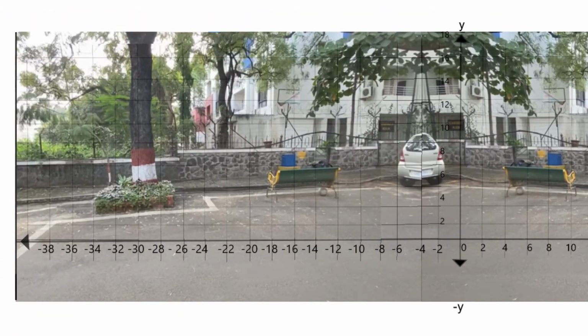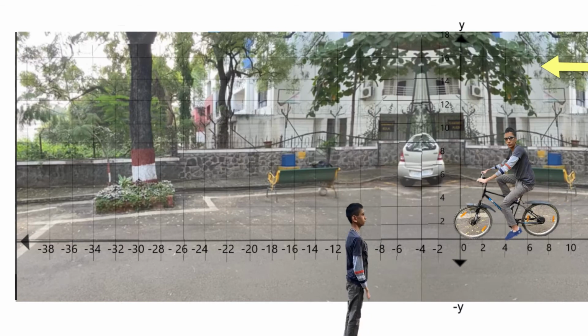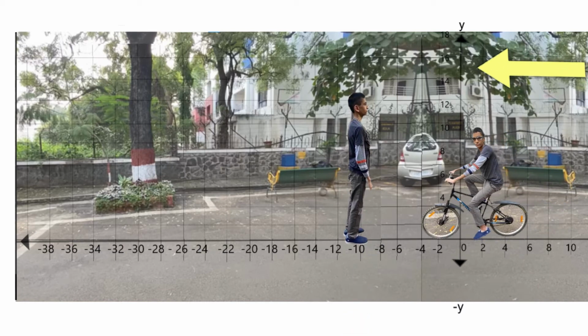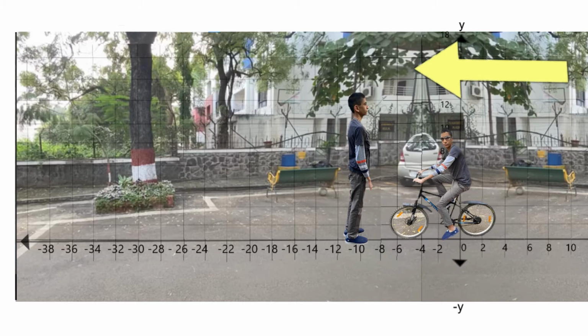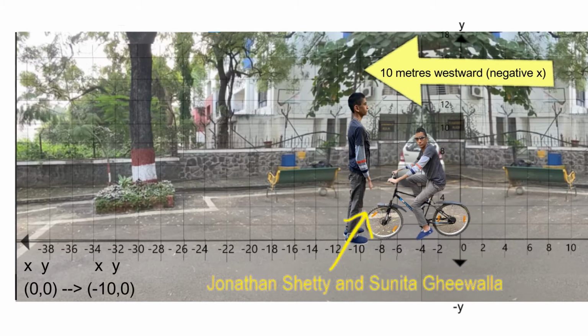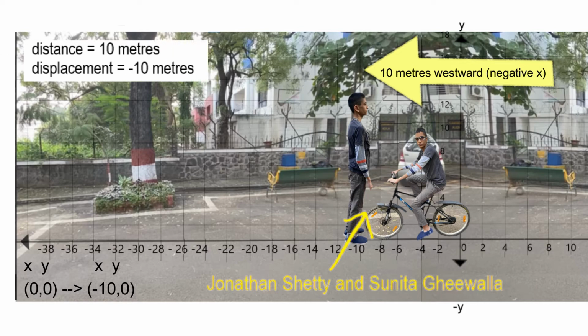Now, let us say that from 0, 0, Jonathan cycles 10 meters in the westward direction. That means he travels minus 10 meters in the x dimension. He gets to the point minus 10, 0 and greets his friend Sunita. His displacement was negative 10 meters, while his distance covered was 10 meters.